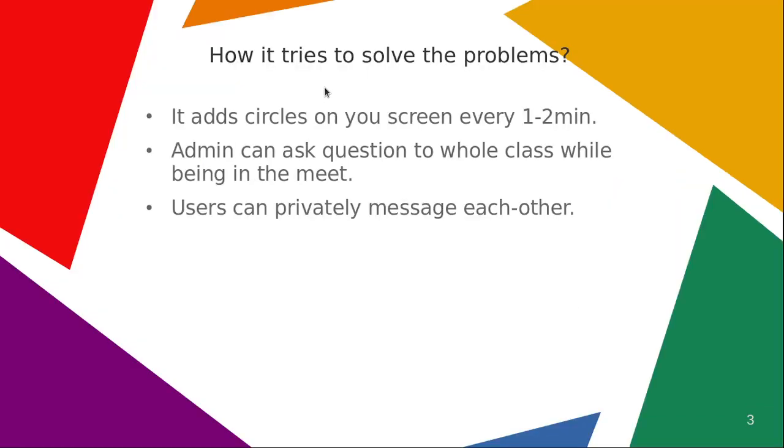Lecture Limit tries to solve this problem with three functionalities. It first of all adds a circle. Every 1 or 2 minutes it will add a circle randomly at any location on the screen, and the user will have to click on the circle. They can click on the circle anytime, but the faster they click, the more score they get. Now there is no meaning to the score itself, but just having a score encourages users to stay on the meet and click the circle faster. Everyone on the meet will be able to see the score of everyone else, so it's a good flex among friends to have more score.